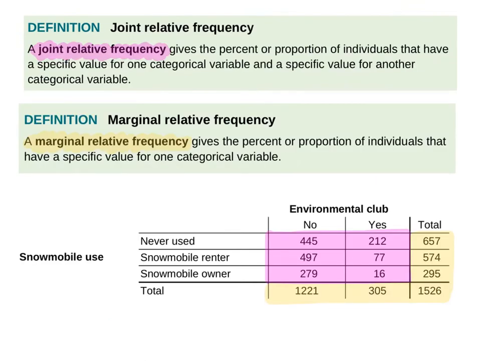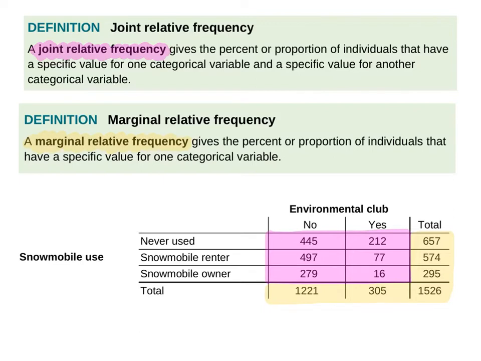So what we just found is something that we would call joint relative frequency. That gives the percent or proportion of individuals that have a specific value for one categorical variable and a specific value for another categorical variable. So that just means two things instead of one thing.